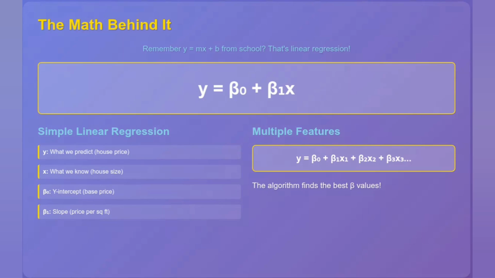For multiple features, we just add more terms. Y equals beta 0 plus beta 1 x1 plus beta 2 x2 plus beta 3 x3, and so on. That's it. The algorithm's job is to find the best values for these beta parameters.